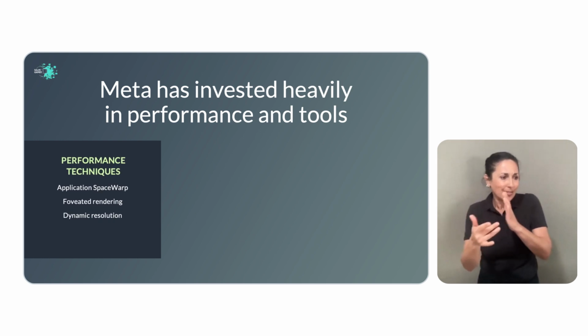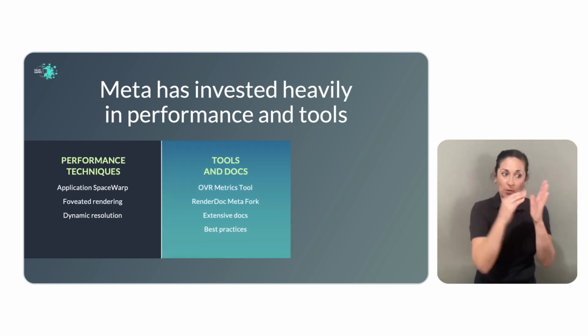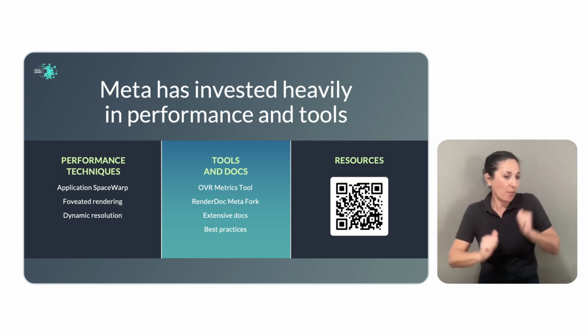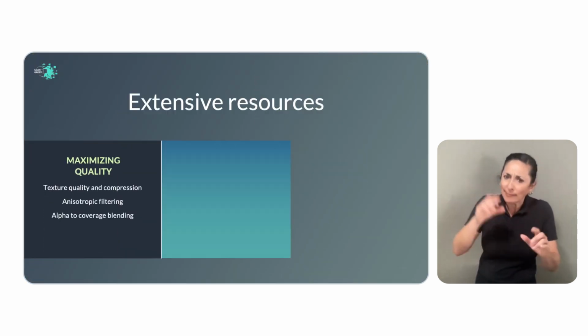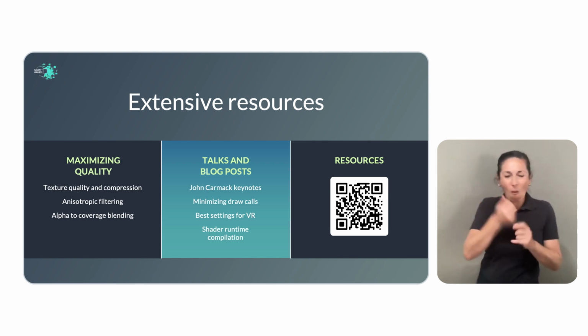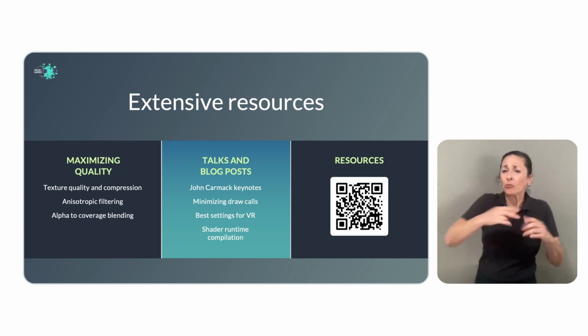I want to wrap up by pointing you in the direction of more tools, optimization techniques, and documentation. Meta has invested heavily over the years in providing performance solutions for developers. Some of them, like application space warp, can also have a huge impact. Please look into them. They may be particularly well suited to your app. As I said at the start, almost all the VR talks, advice, and techniques shared in the last 10 years are still applicable today. I have collected the most important ones at the link above.